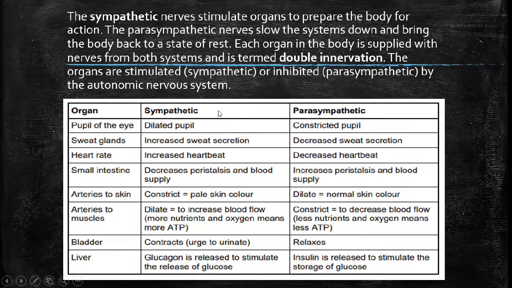Okay, so what you actually need to know is what the sympathetic does. The parasympathetic is the opposite of what the sympathetic does. And then when it comes to the sweat glands, the sweat secretion is increased, especially when it's hot. You start sweating to cool your body down. But the parasympathetic decreases sweat secretion. For instance, when it's cold, you can't sweat a lot because you're going to lose so much heat.